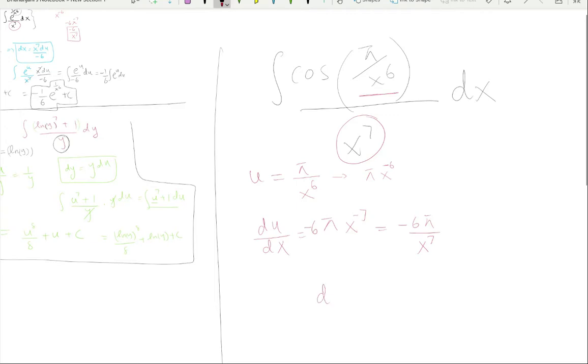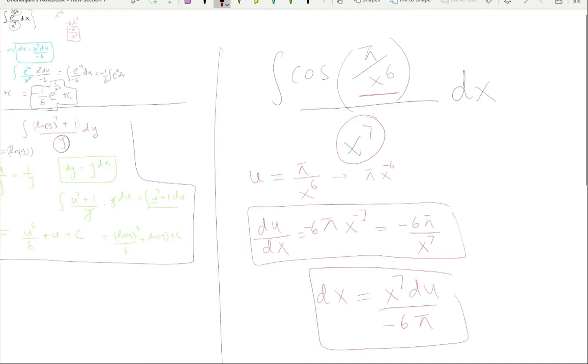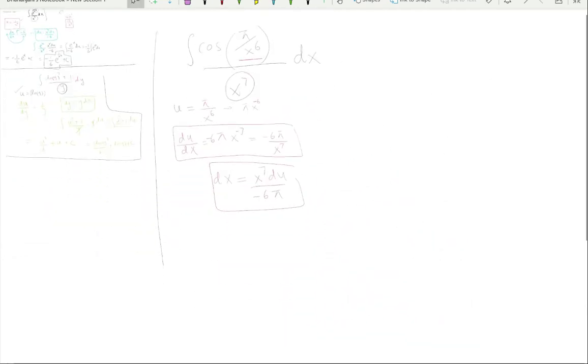Now dx here is then really, if you switch this, x^7 du over negative 6 pi. Be careful, be very careful when you're making dx the subject. Okay, be very careful.